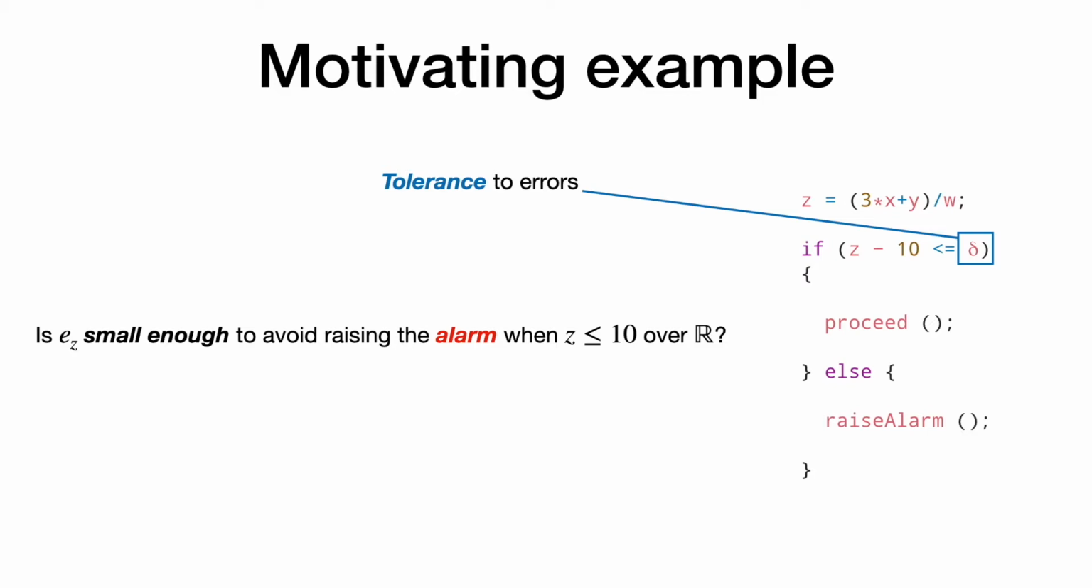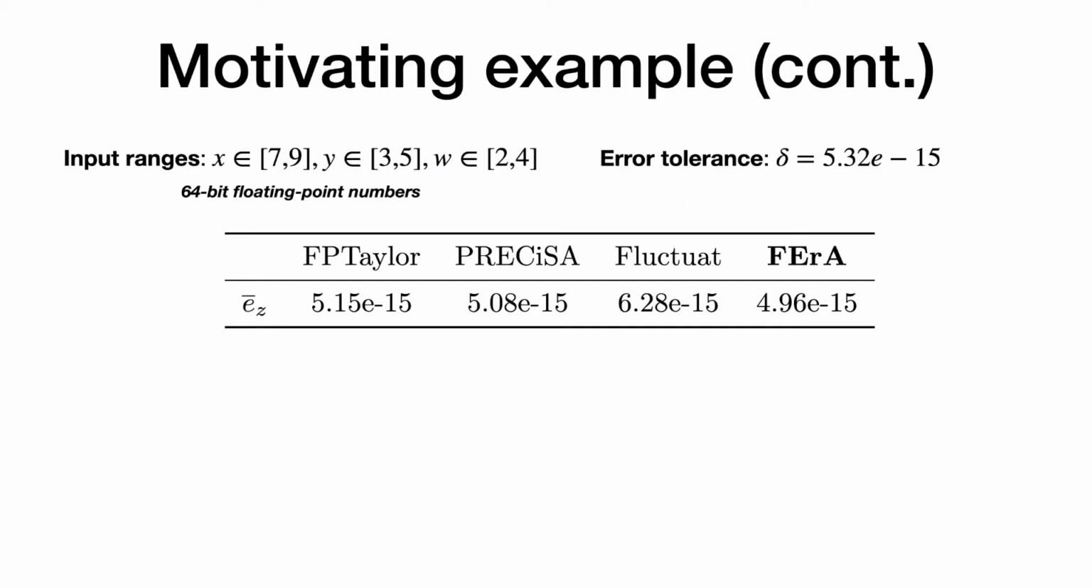We can analyze this code by asking the following question. Is the error on z small enough to avoid raising the alarm when the value of z is less than or equal to 10 over reals? To answer this question, we will consider computation done over double precision floating point numbers. We will take the following input ranges. X will go from 7 to 9, Y from 3 to 5, W from 2 to 4. The error tolerance delta will also be set to 5.32 in minus 15.